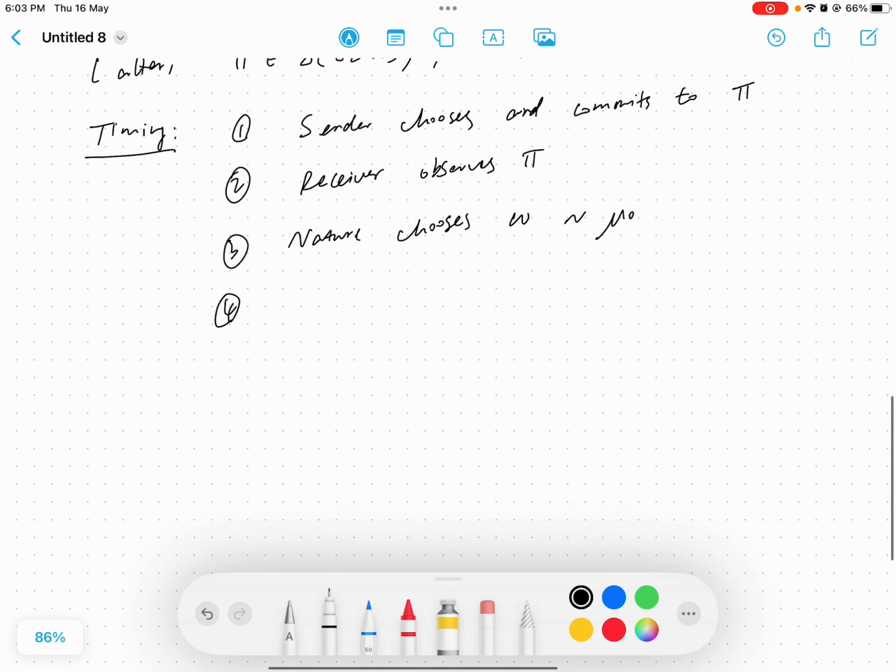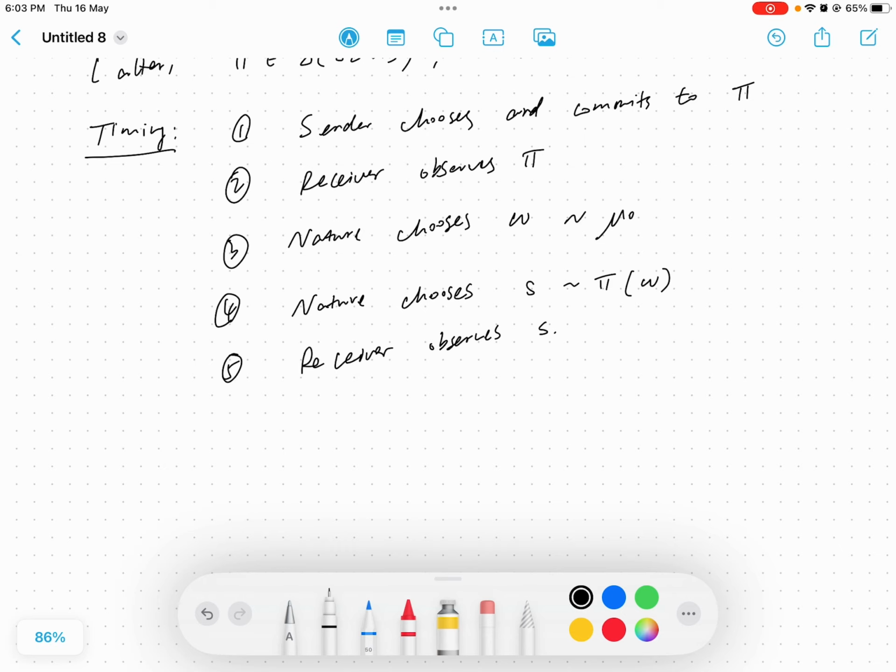Okay, and also nature chooses the signal realization according to the pi, right? Pi omega. Okay, then the signal is realized, so the receiver can observe that. So finally, the receiver takes action A. Okay, so that's it. So this A will affect both utilities.